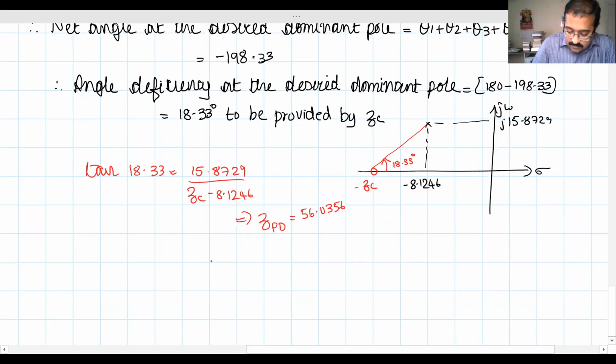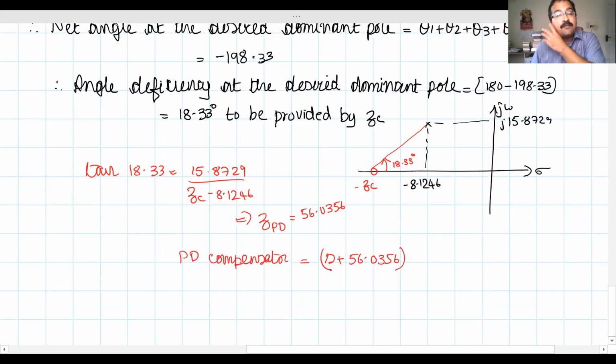So what is your PD compensator transfer function? The PD compensator will be s plus 56.0356. This will be the required PD compensator to get the desired transient response specifications: 20% overshoot and a peak time of 2/3 of the original value of the original uncompensated system.